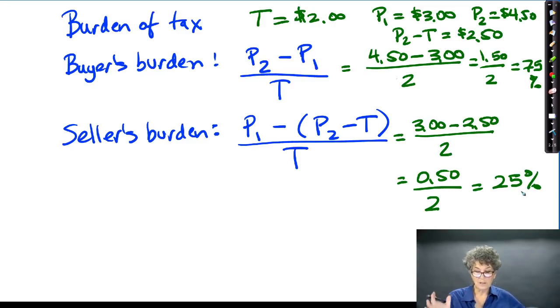So that's how we figure out the burden. The burdens are going to add up to 100%. 75 plus 25 is 100%. The burden is borne by the buyer and by the seller. The next question is, what is it that determines who's bearing the bigger burden?